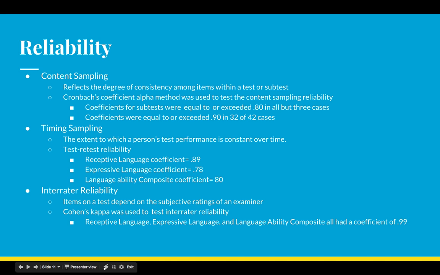And then, when results in a test depend on the subjective rating of an examiner, it is necessary to examine the reliability of raters on an item-to-item basis. Cohen's kappa was used to examine inter-rater reliability. Receptive language, expressive language, and language ability composites all had a coefficient of 0.99. These scores indicate that the inter-rater reliability is excellent.